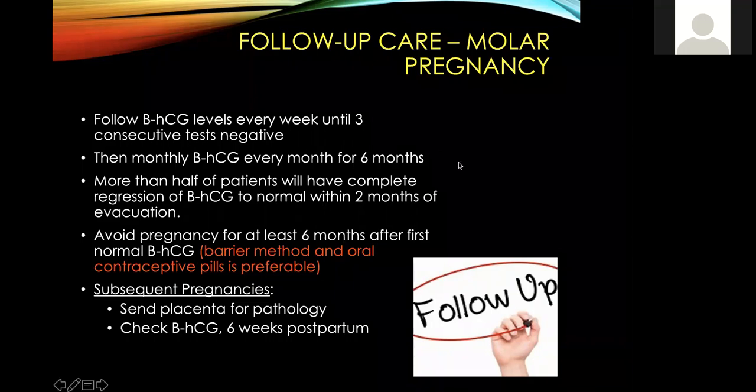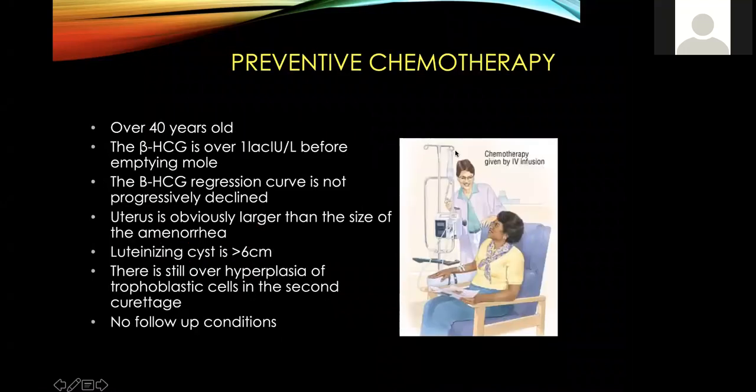And then in the subsequent pregnancy, once she has confirmed with a urine pregnancy test being positive, she has symptoms of amenorrhea, you need to send her beta-HCG at that time. But presently, you also have to do the placental histopathology and check beta-HCG 6 weeks postpartum.